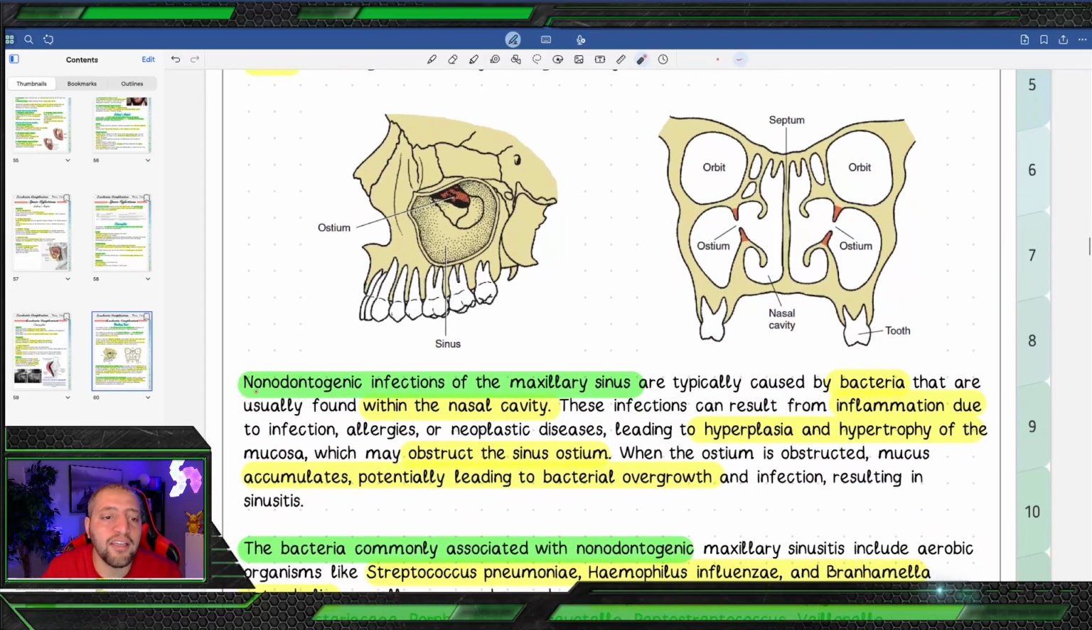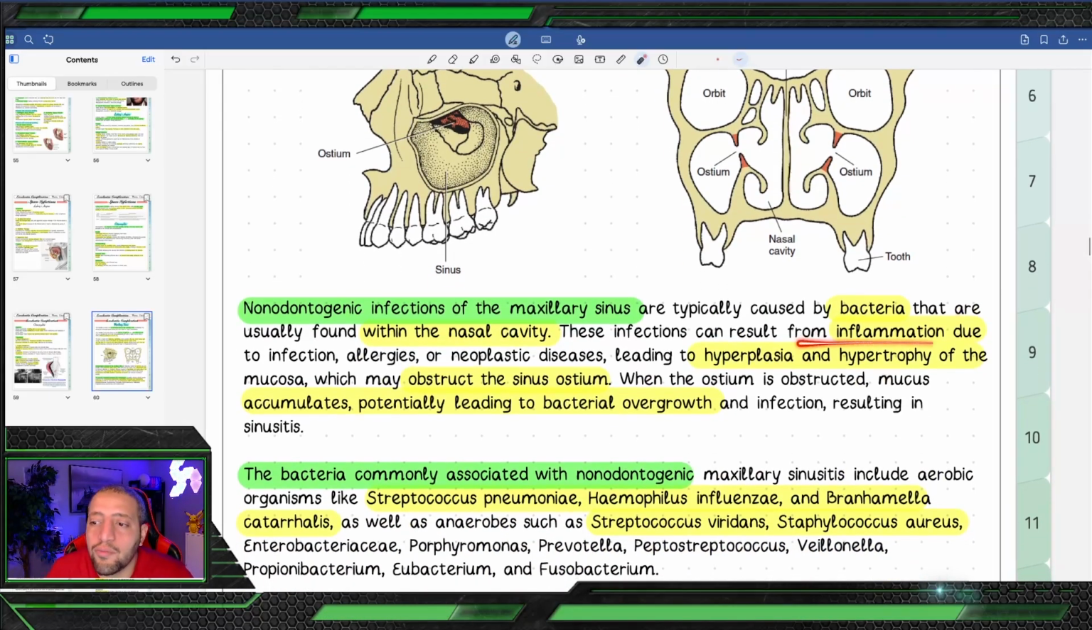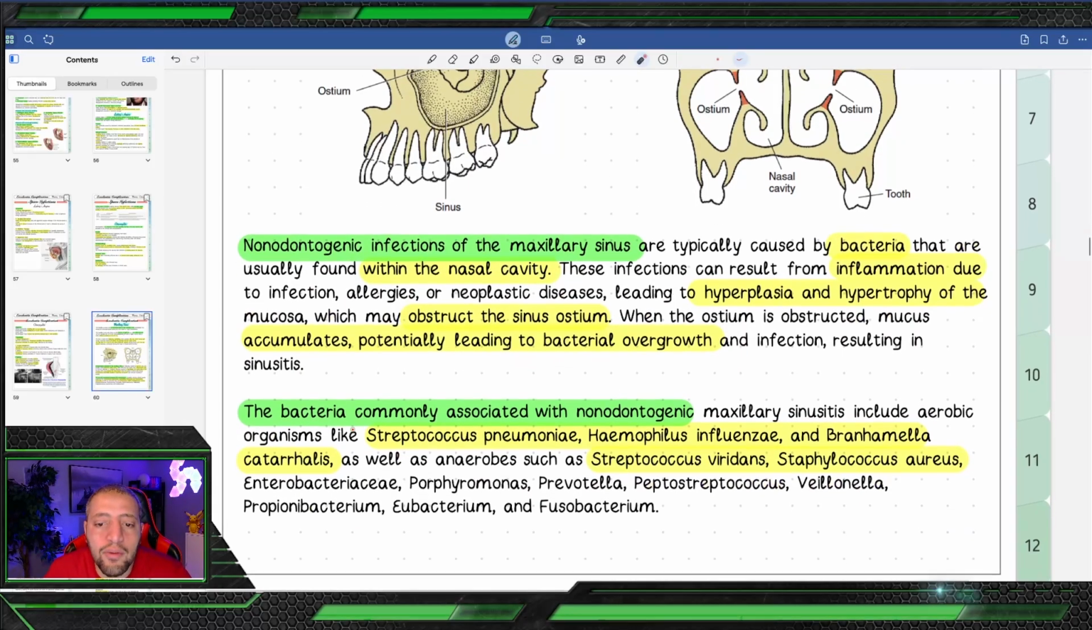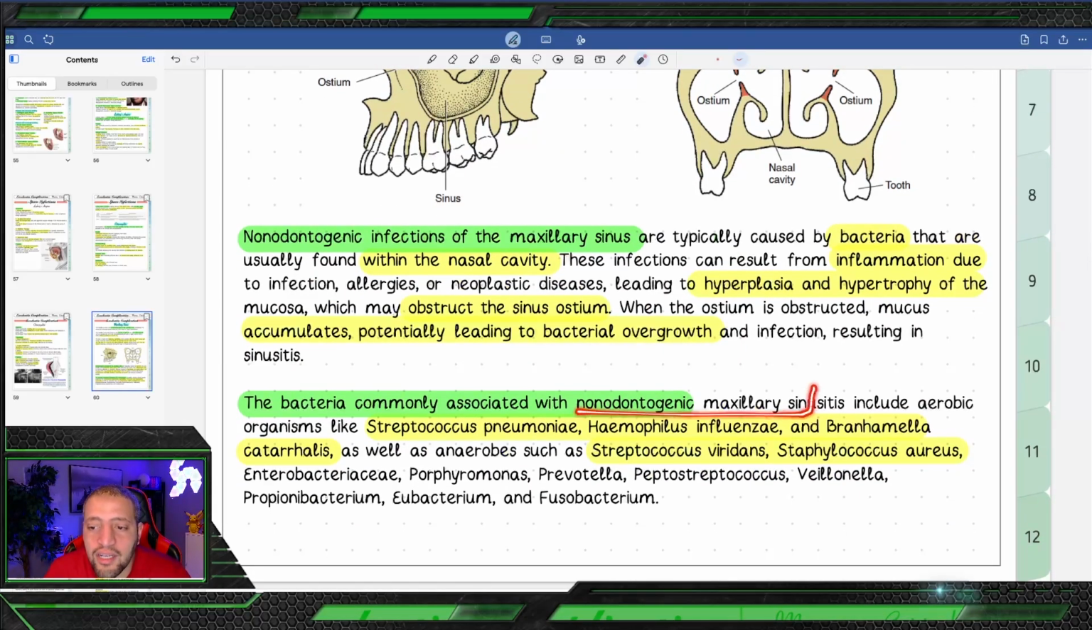This infection might come as a non-odontogenic infection, typically caused by bacteria that are usually found within the nasal cavity. It can result from inflammation due to infection, allergy, or neoplasm, leading to hyperplasia and hypertrophy of the mucosa, which may obstruct the sinus ostium. When the ostium is obstructed, mucus accumulates, potentially leading to bacterial overgrowth. Which bacteria are commonly associated with non-odontogenic maxillary sinusitis?